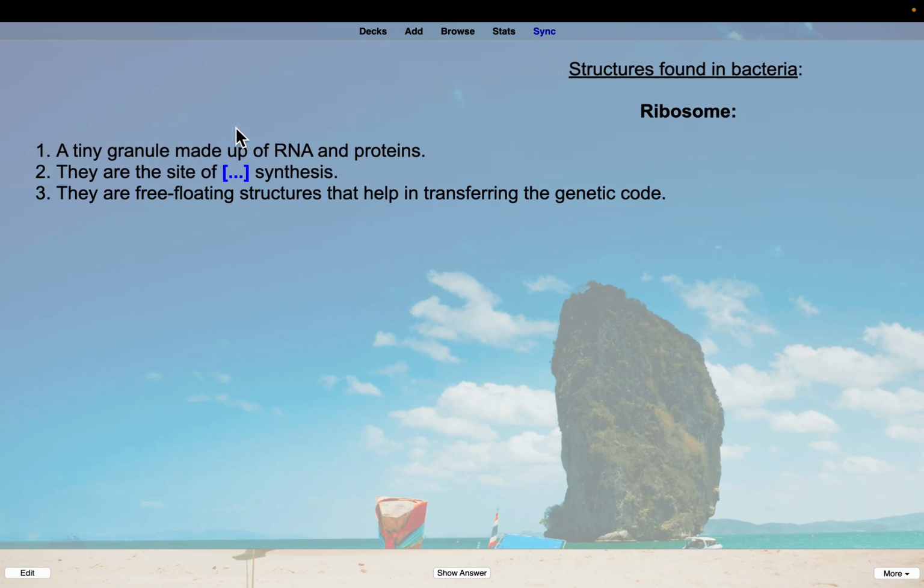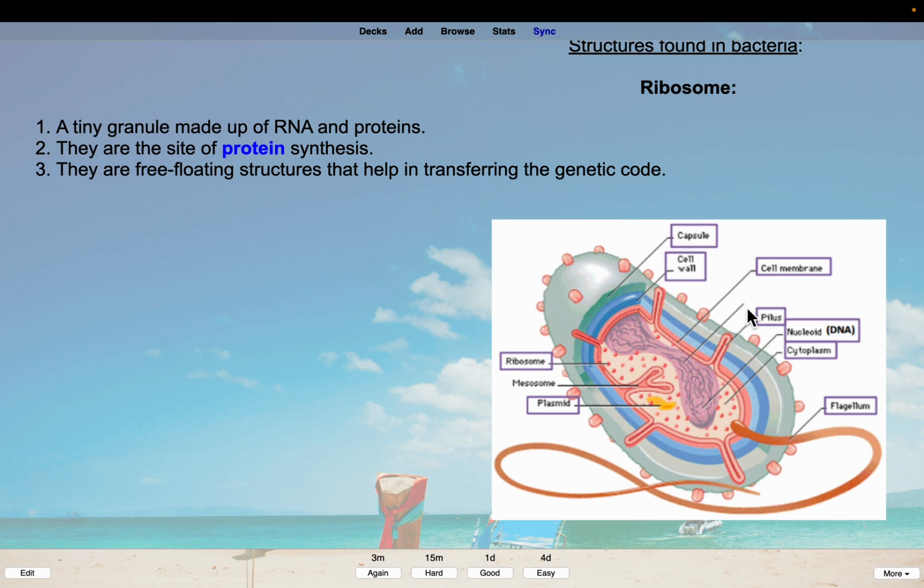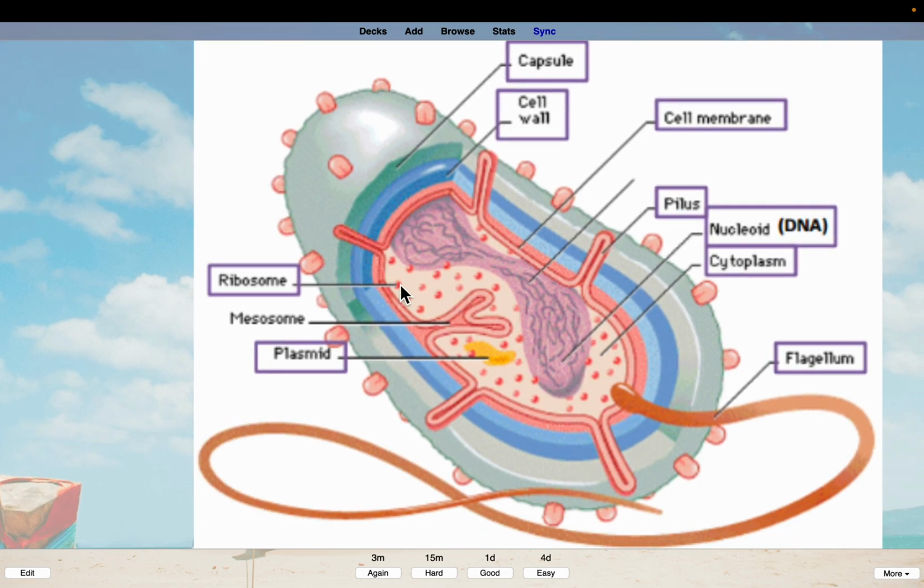Structures found in bacteria. For the ribosome, number one, basically ribosomes are a tiny granule made up of RNA and proteins. They are the site of what? Protein? Is it protein? Yeah, protein synthesis. And for the third characteristic, they are free floating structures that help in transferring the genetic code. So in this image, where do we find the ribosomes? Over there. So the free floating structures, you can see them described in terms of dots, red dots.